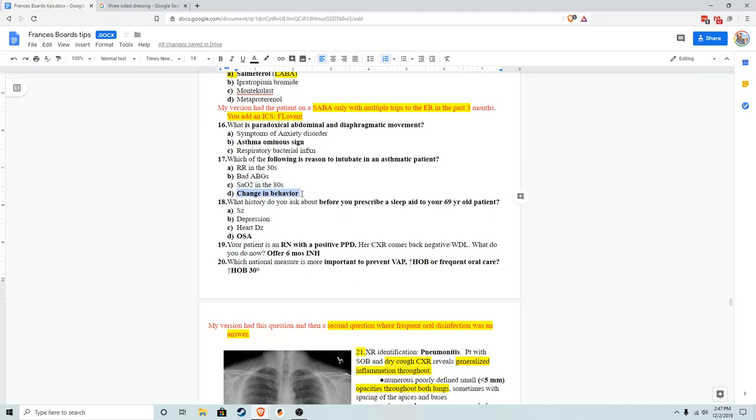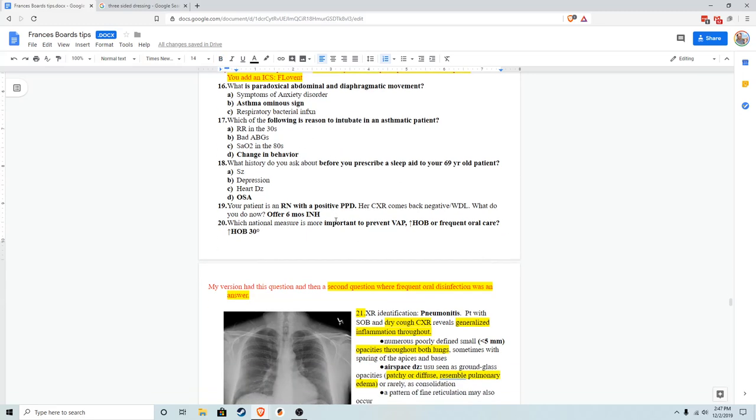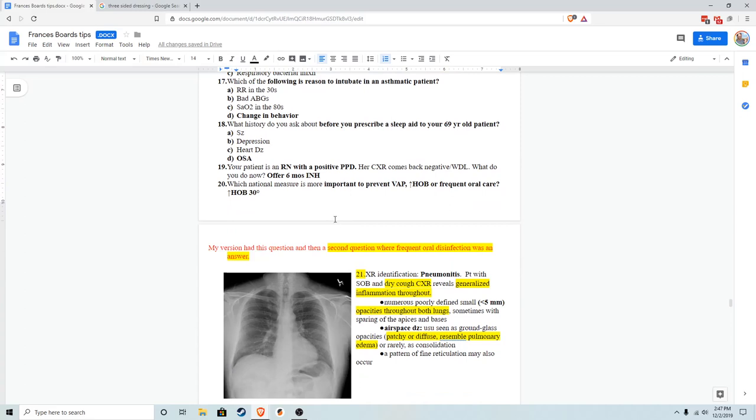Change in behavior. What they mean is, were you a perky patient coming in and now you're an obtunded patient? If you're becoming obtunded and very sleepy, that tells me your CO2 is going up and it tells me you're about ready to crash. That is a reason to intubate. All right, next one, number 18. What history do you ask about before you prescribe a sleep aid to your 69-year-old patient?